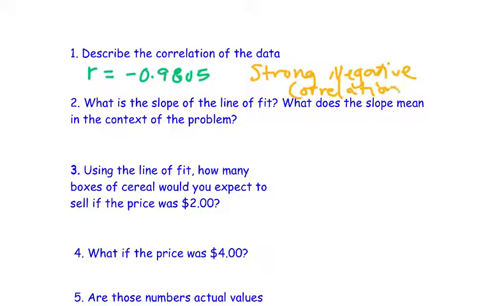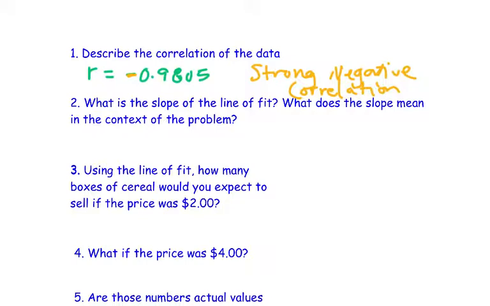Again, you can see there's a negative, so that's where I'm getting negative from. If I look at it, the data is going to be going from left to right down. And then it's 0.98, so remember that's very close to a 1, and in that case, that's why it's strong.